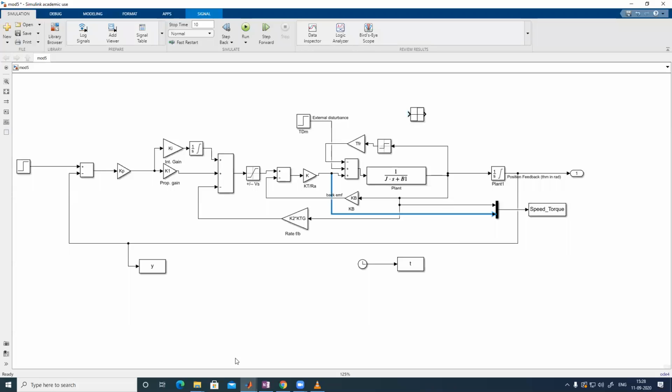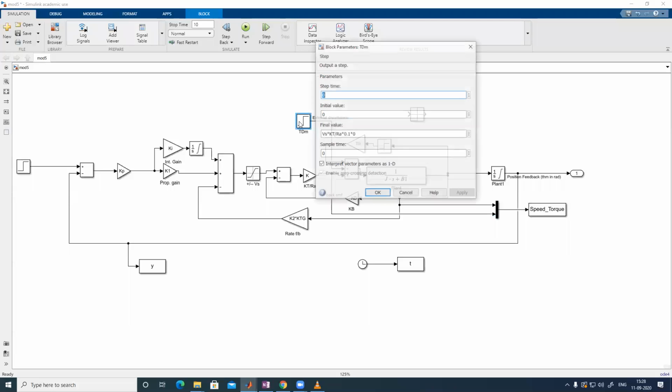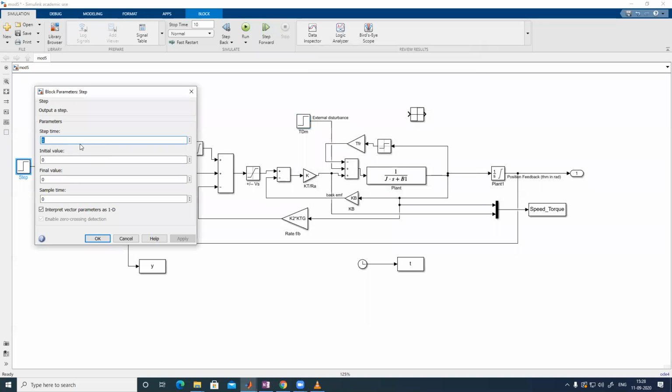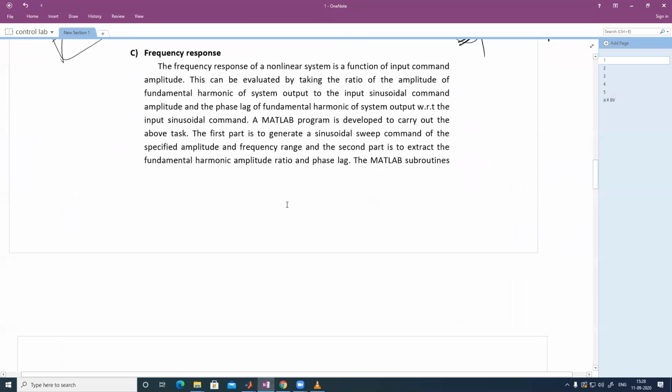Other things are as earlier, and this one is a step input only. You have to give the input as theta M limit. Step time is 0, and the final value is THM underscore limit. So all of you got this paper now. This paper you have now, and in this paper everything is written.